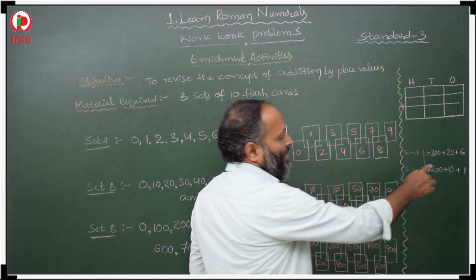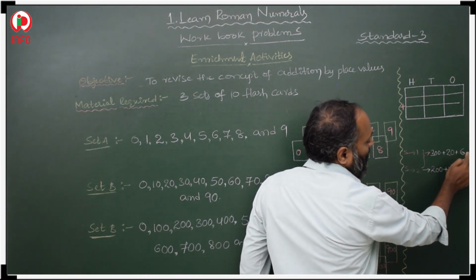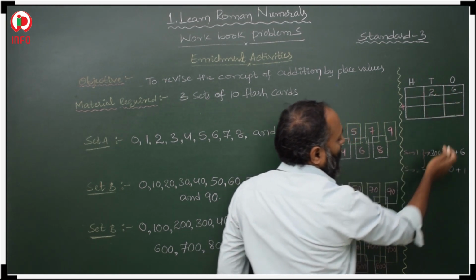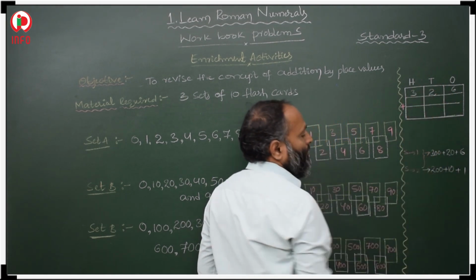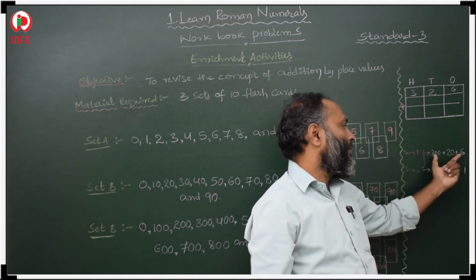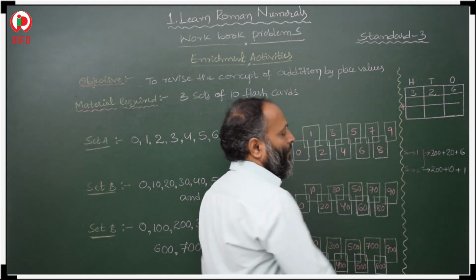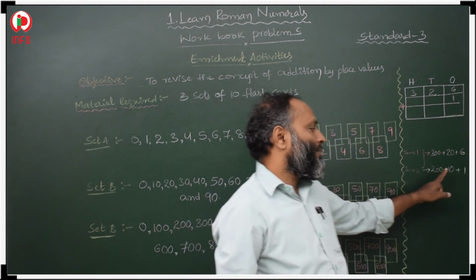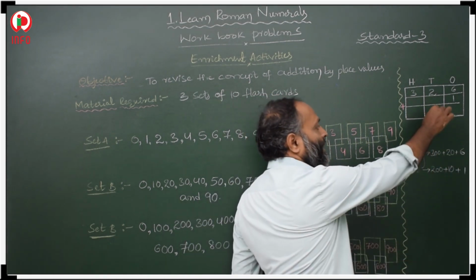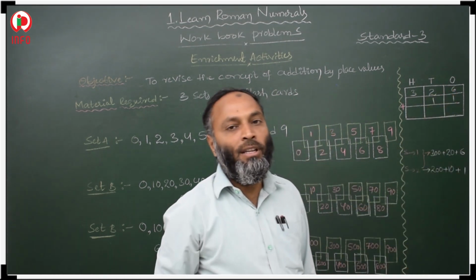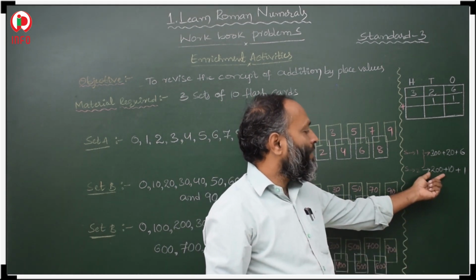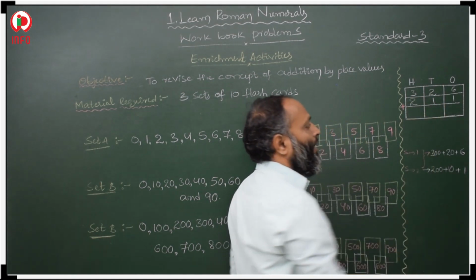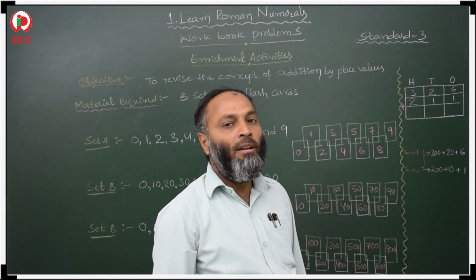In the first student's number, the ones place has 6, the tens place has 2, meaning 20, and the hundreds place has 3. The number is 326 if we add these. In the same way, the second student selected 1 in the ones place, and in the tens place 1 ten. How many tens are there? 1 ten. And how many hundreds are there? 2 hundreds. He will get 211.